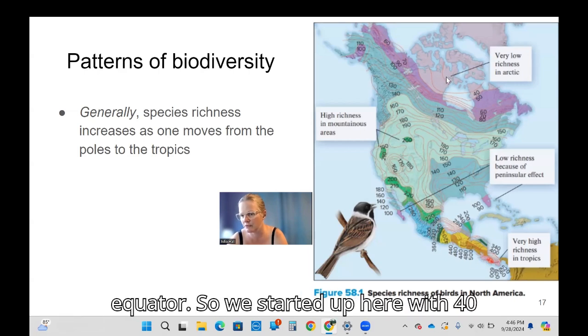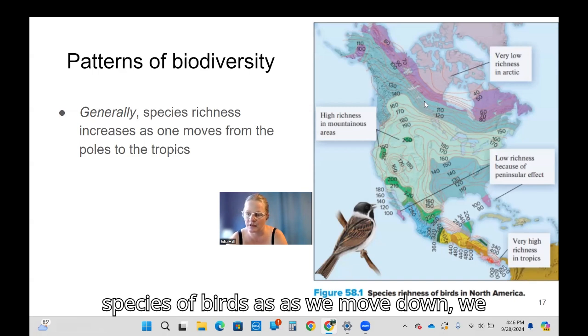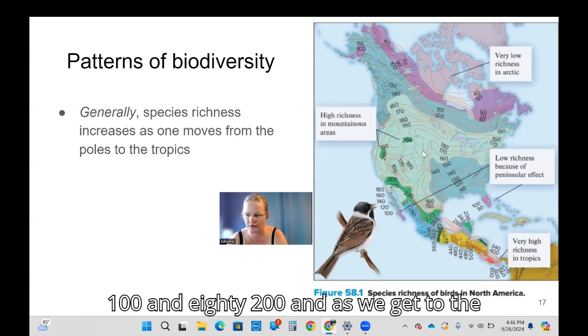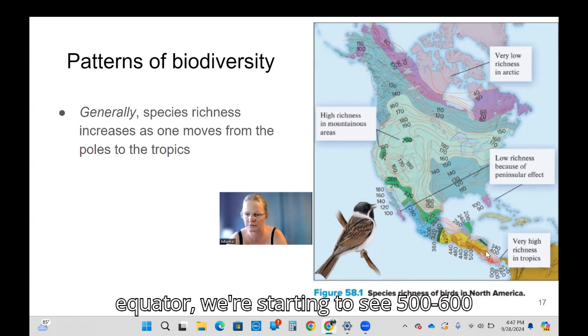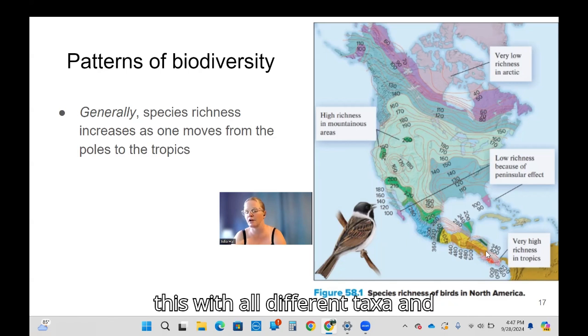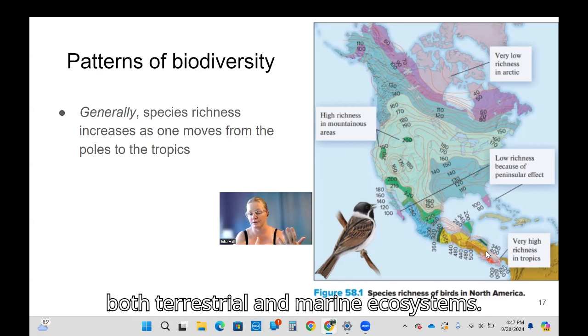So we started up here with 40 species of birds. As we move down, we get more and more. We're seeing like 180, 200, and as we get to the equator, we're starting to see 500, 600 species of birds. Typically we see this with all different taxa and in both terrestrial and marine ecosystems.